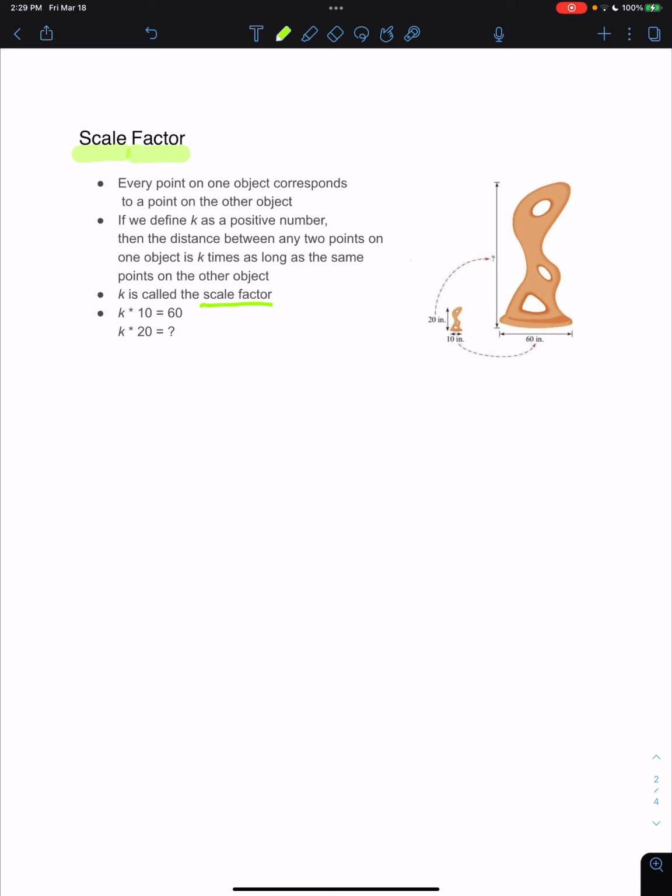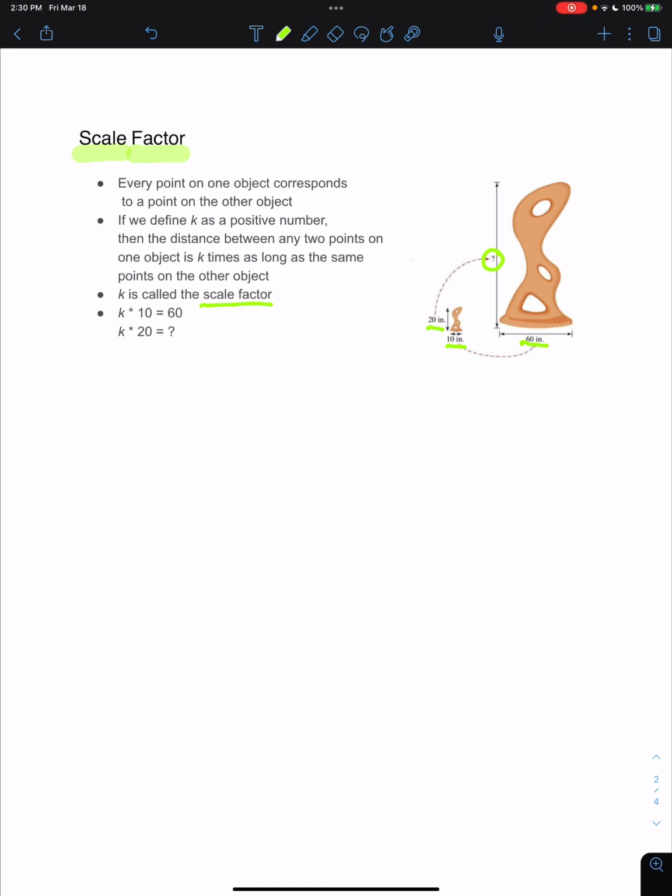So for example, over here I have a little model of a big statue or piece of artwork. So for this model, the model is 10 inches wide and 20 inches tall. Now we compare that to the actual statue, which is 60 inches tall. And our question is, how high would it have to be similar to the model?